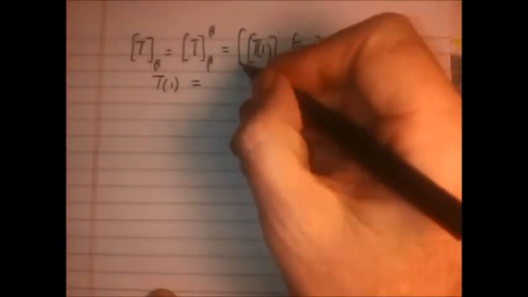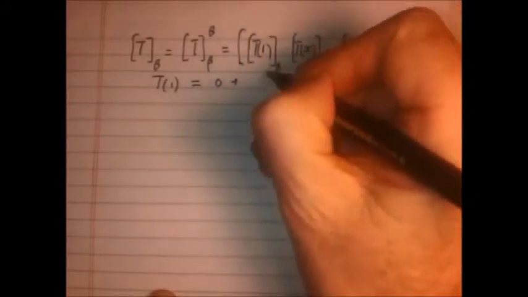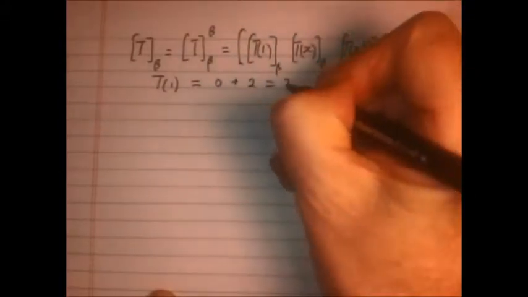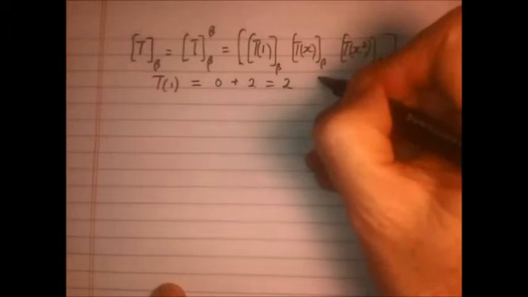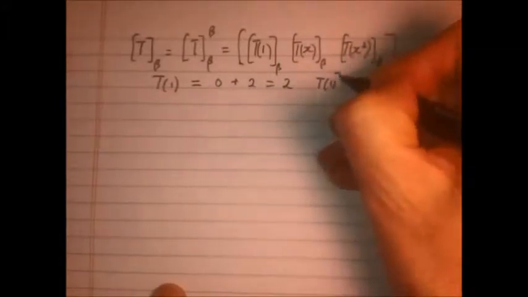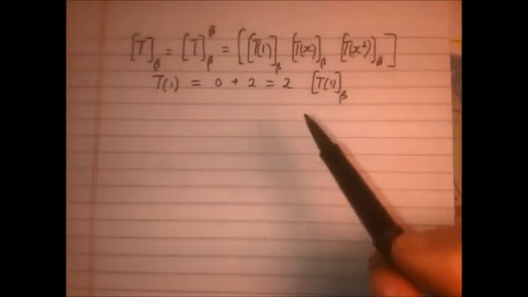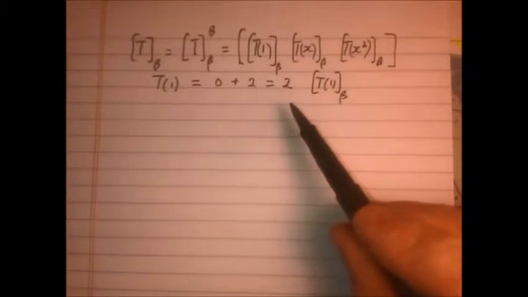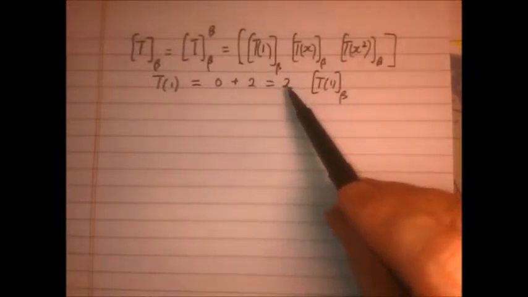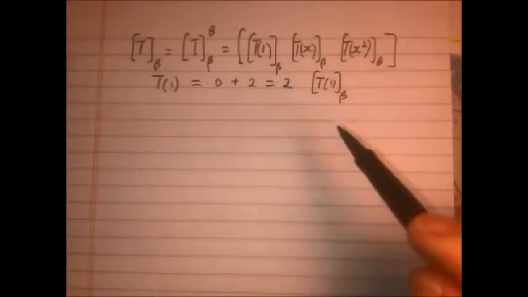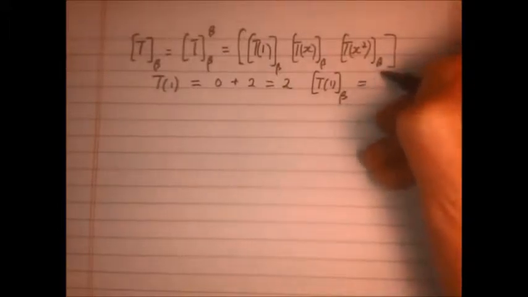Okay, so first of all, we compute T of 1. So that's going to be the derivative of 1 times 3 plus x, which is 0, plus twice f of x, which will be 2, so that's equal to 2. And now we want the coordinate vector of this. So in terms of the basis 1, x, x squared, this is 2 times 1 plus 0 times x plus 0 times x squared. So the coordinates are 2, 0, 0.